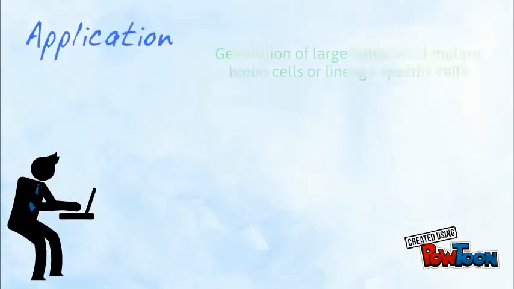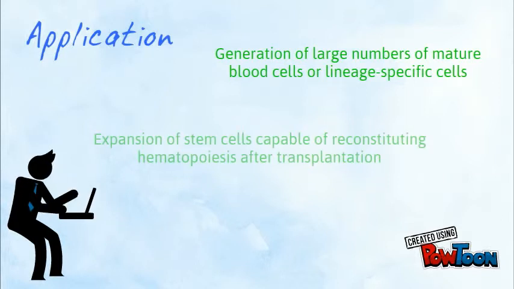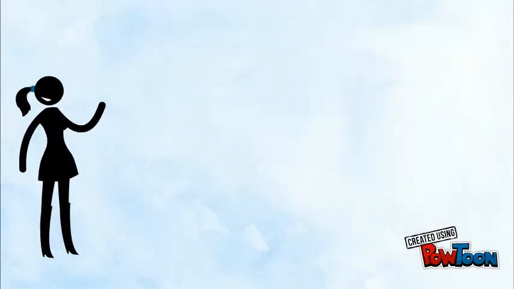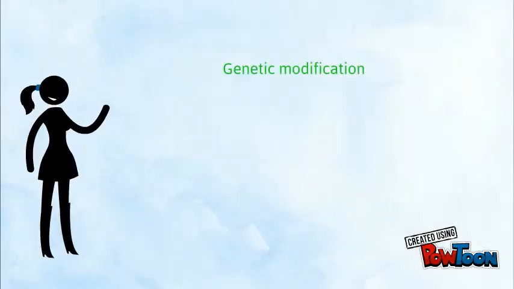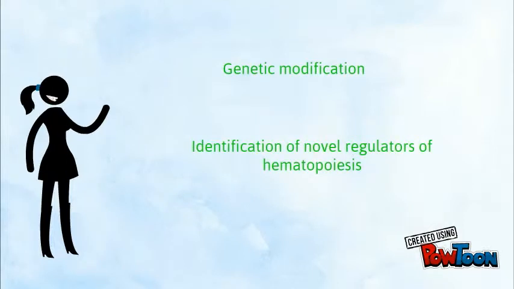Application. First, generation of large numbers of mature blood cells or lineage-specific cells. Second, the expansion of stem cells capable of reconstituting hematopoiesis after transplantation. The third application is genetic modification and last but not least, identification of novel regulators of hematopoiesis.